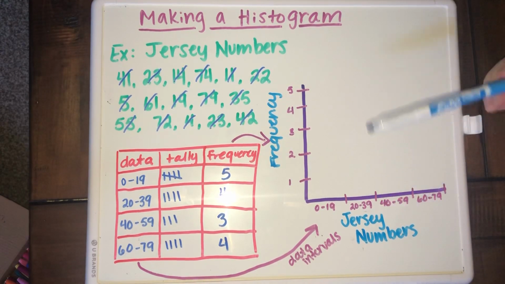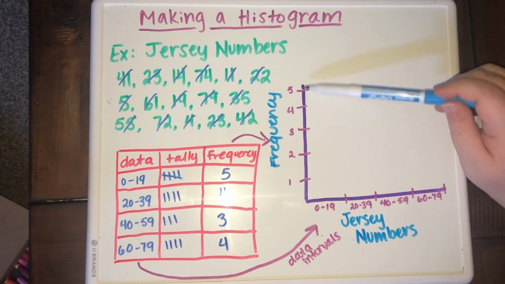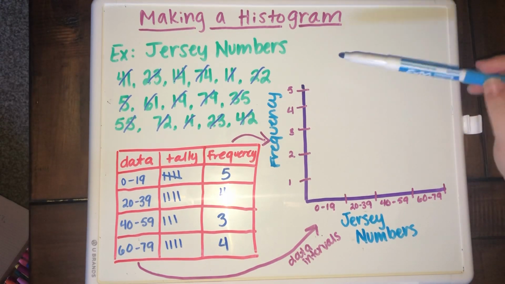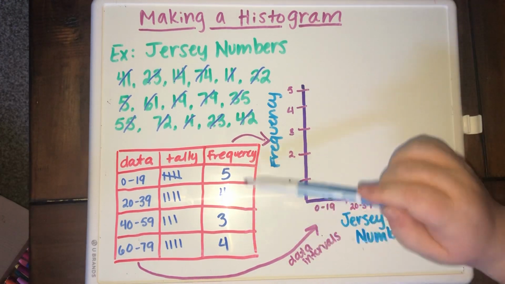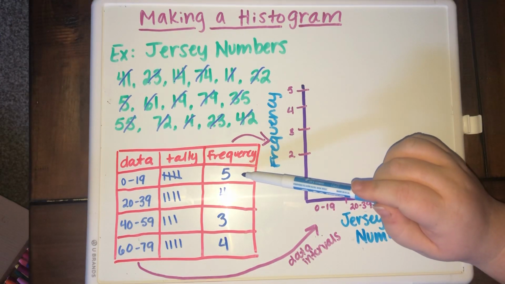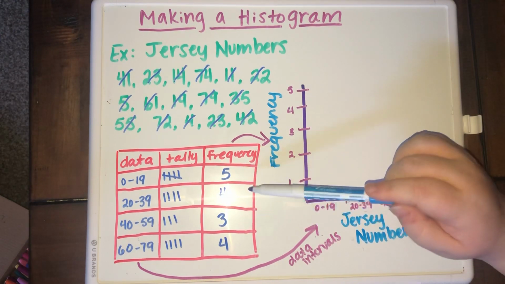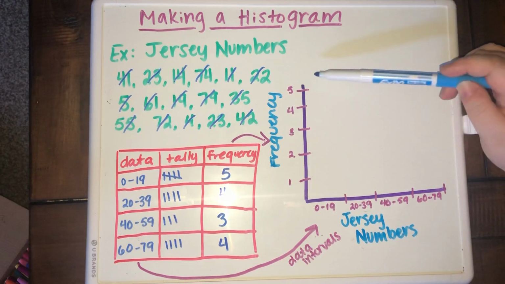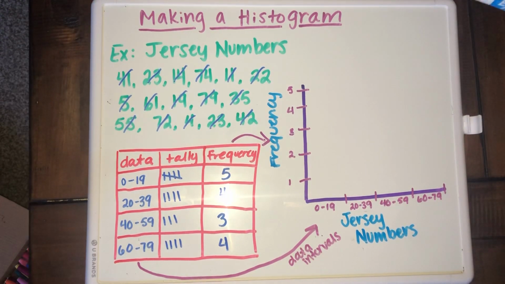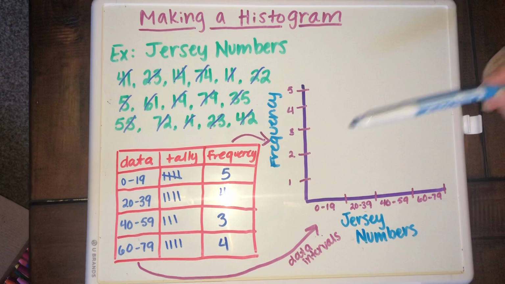Pretty easy. You're labeling it frequency because we're trying to figure out how often or how frequent these jersey numbers occur. So to get the numbers that I just did, 1, 2, 3, 4, 5, I just looked at my frequencies and I figured out what the maximum is and what the minimum is. The minimum was 3, but it was so much easier for me to just count by ones up to 5. You could do that. You could have done it by 2s.